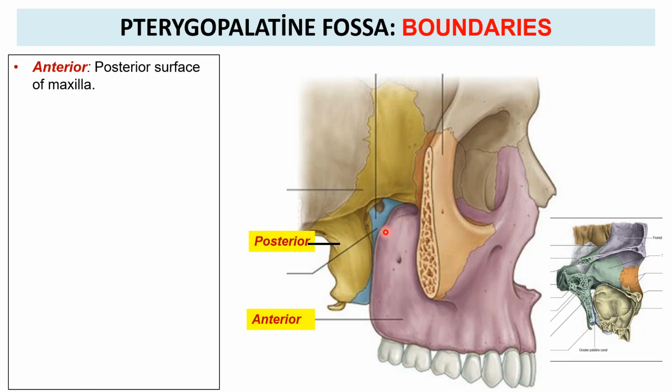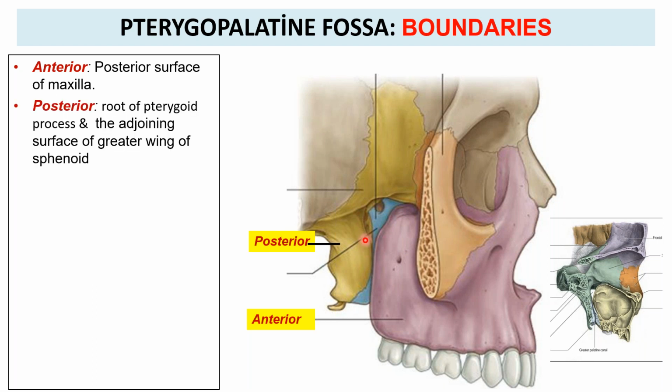Now look at what is there posteriorly. If you see what is there posteriorly, these are the pterygoid plates. And what is the pterygoid? This is the lateral pterygoid plate, and the lateral and the medial pterygoid plates fuse at the pterygoid process. So posteriorly you have the root of the pterygoid process. The root of the pterygoid process with the adjoining surfaces of the greater wing of sphenoid will come posteriorly. So this will make the posterior wall of the pterygopalatine fossa.